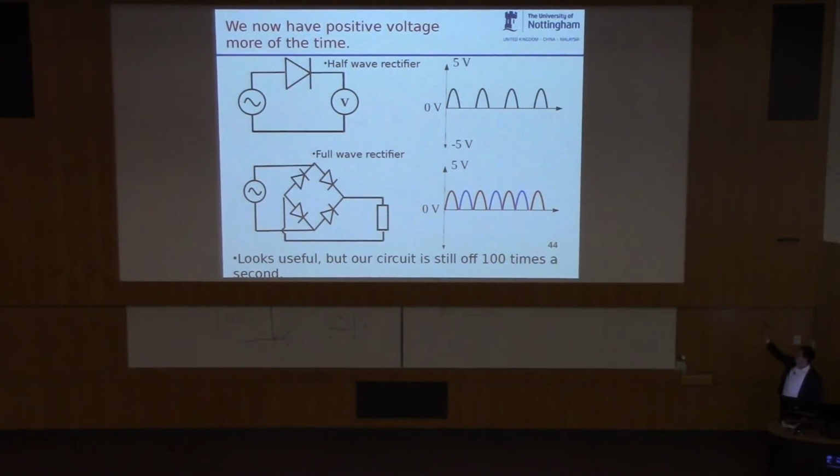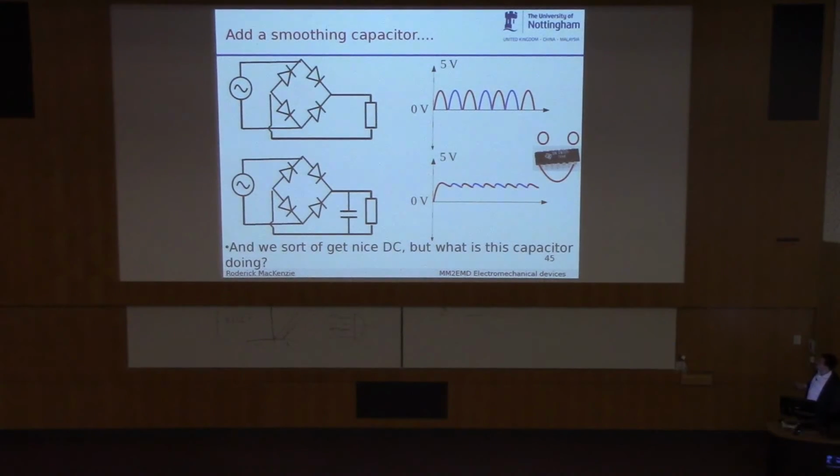So to smooth this out, all we do is we slap in a capacitor. So here we've slapped in a capacitor. And what this capacitor effectively does is store charge whilst your supply is switched off and give it back to the circuit when your supply is switched on. So we'll just go through that very briefly.